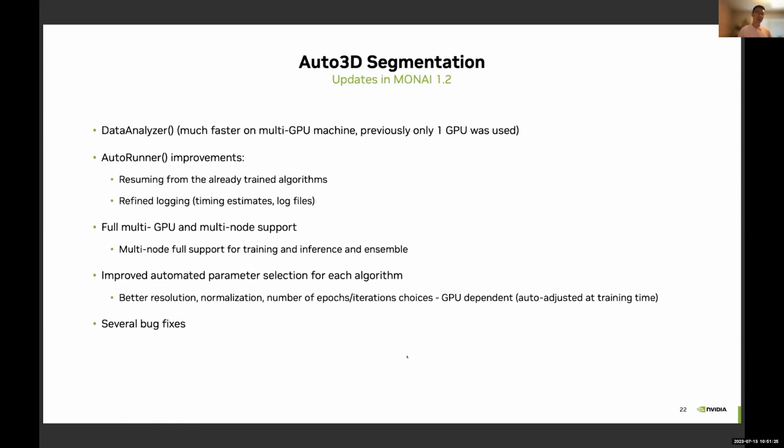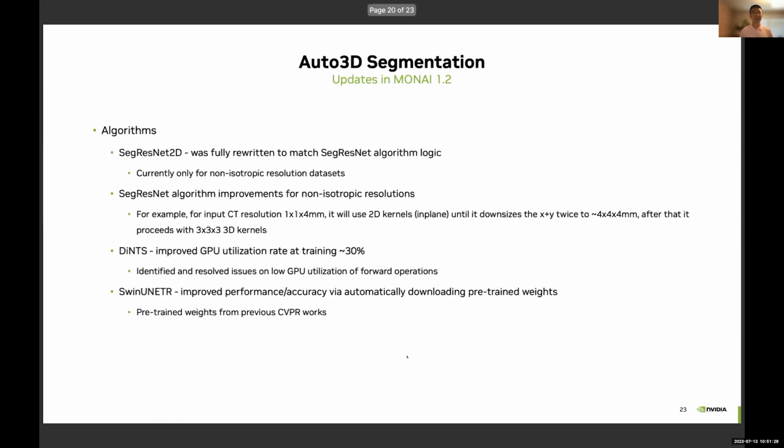And also in this new release, we fixed several bugs. To be specific, for each algorithm we made additional improvements. Segmentation 2D has been rewritten based on some recent developments, and the Auto3D segmentation 3D model got improvement for non-isotropic resolution, which means the model will treat non-isotropic data differently. For example, if the input CT resolution is 1x1x4, the model will use a 2D model combined with a 3D model in order to accommodate non-isotropic resolutions.